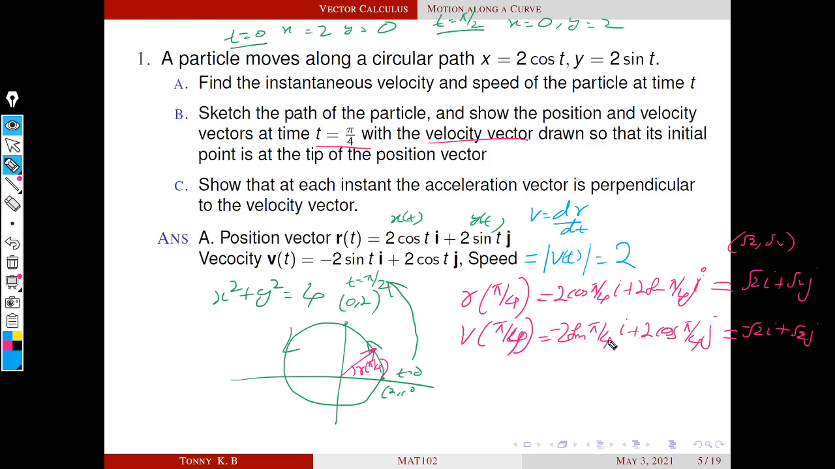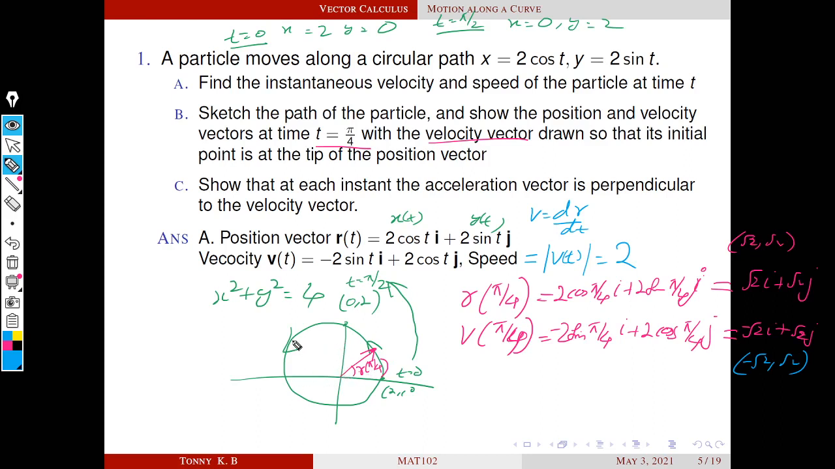Okay, the Cartesian form of this point is minus root 2, plus root 2. Then how to plot this vector? First of all, we have to find this point. The minus root 2 means x value is negative, so somewhere here, and y value is positive, it is root 2, somewhere here.